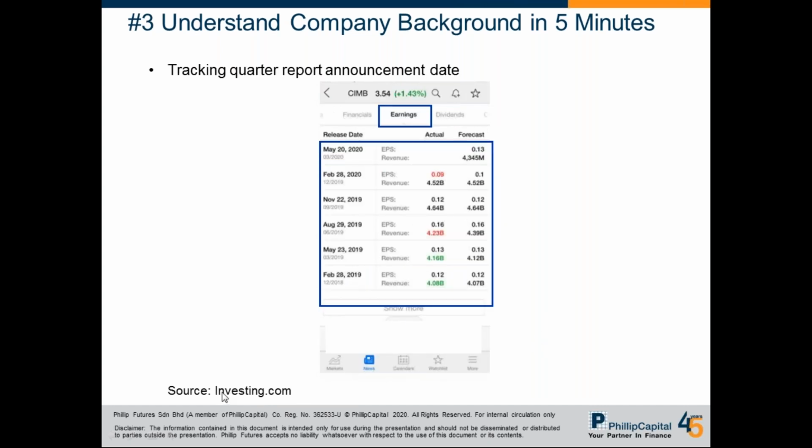Now, lastly, we will look at investing.com. Let's go to investing.com, the app. Right now, we will use CIMB as an example. There is a search button on the right top corner. You type in CIMB Group Holdings Bhd. You click it, and then you go to earnings. Scroll right to the very end. Just keep scrolling until you see the word earnings. You click on it.